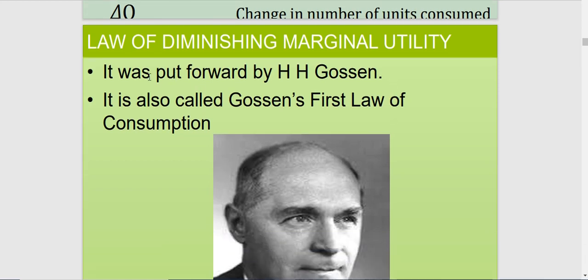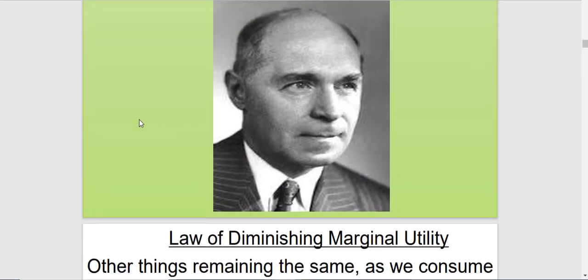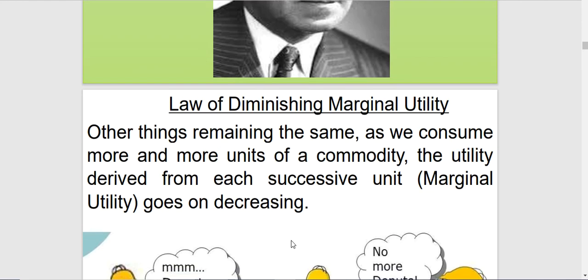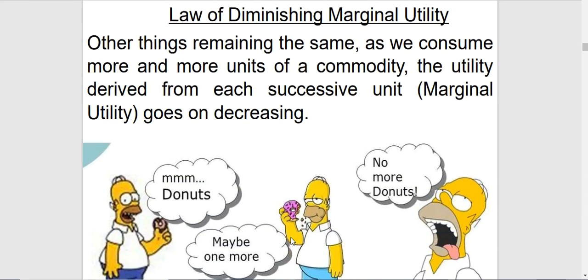And this concept has been given by H. H. Gossen. It is also called Gossen's first law of consumption. So this is the person who has given the concept of the law of diminishing marginal utility. What does this law state? According to this law, other things remaining the same, as we consume more and more units of a commodity, the utility derived from each successive unit goes on decreasing.